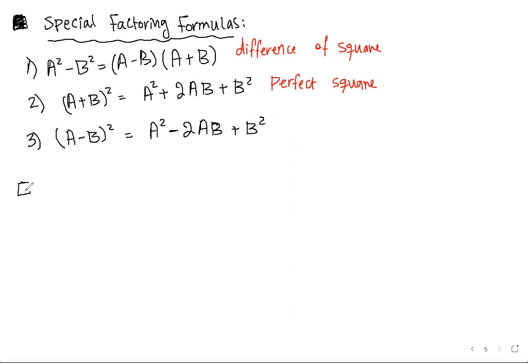So how can I use these things? I gave you by example. The question is: factor by using the special factoring formulas above. Factor 4x squared minus 25. How can I factor something like that? I give you 1 minute to think about these things and give me the answer, or tell me how you think to give me the answer.